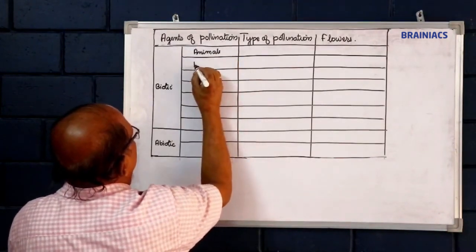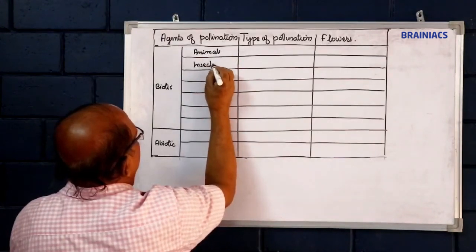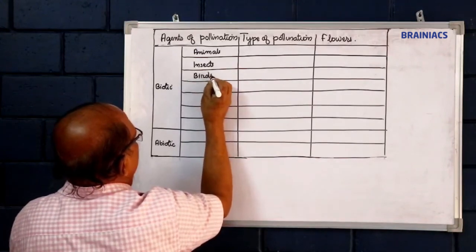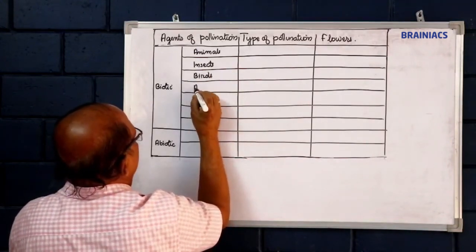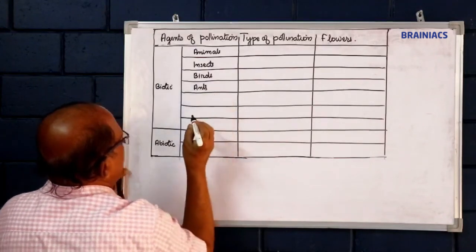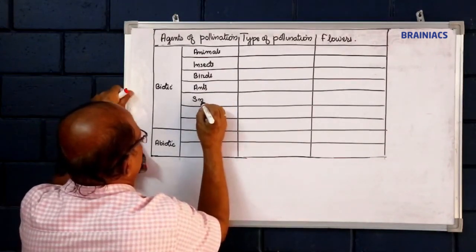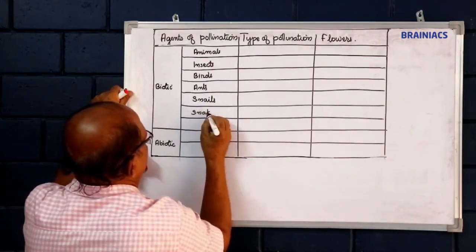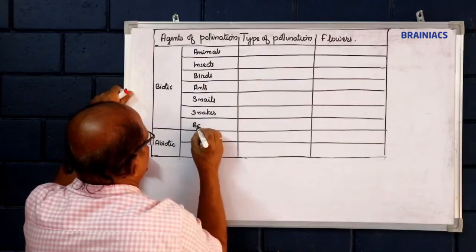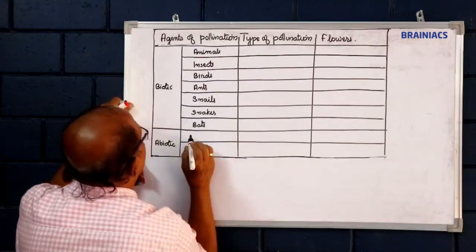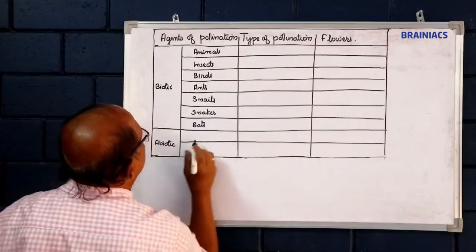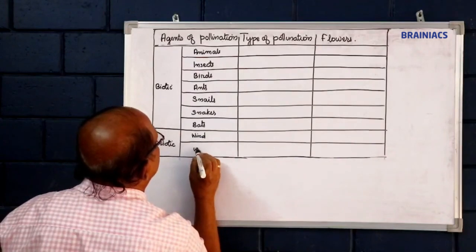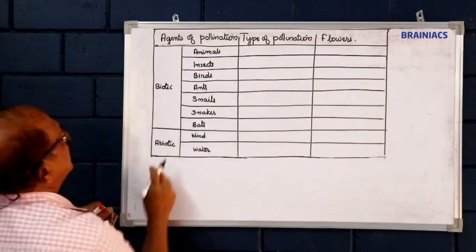Animals, insects, birds, ants, snails, snakes, bats, winds, they are abiotic.